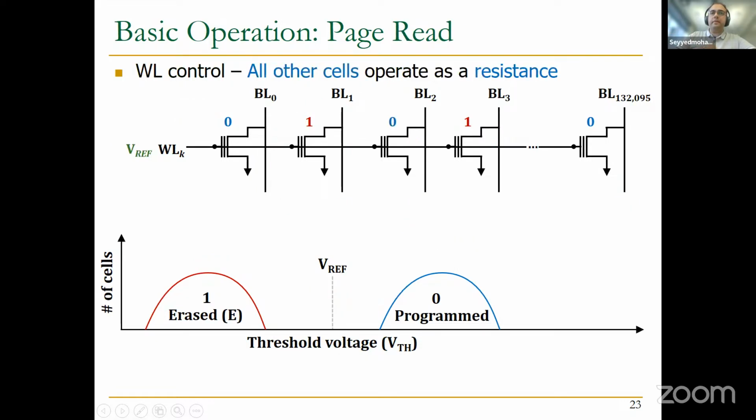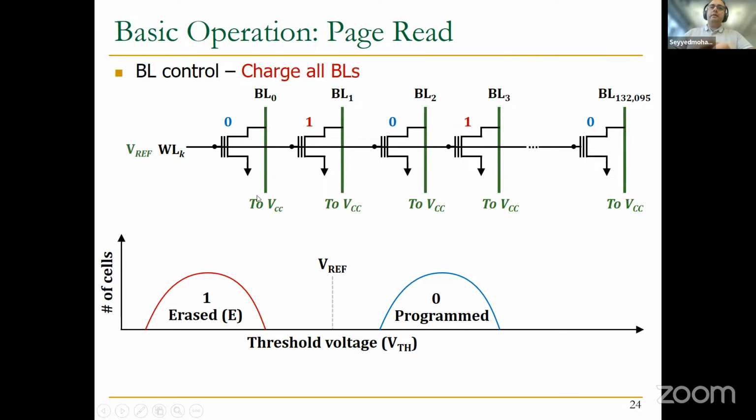Okay. So now we want to read. Here we first discuss how we can read in SLC, but we also see how we can read in MLC or TLC. When you want to read, you need to apply V pass to the other word lines, as we discussed. But for the page that you want to read, you apply a reference voltage to the word line. And you need to charge all bit lines to VCC.